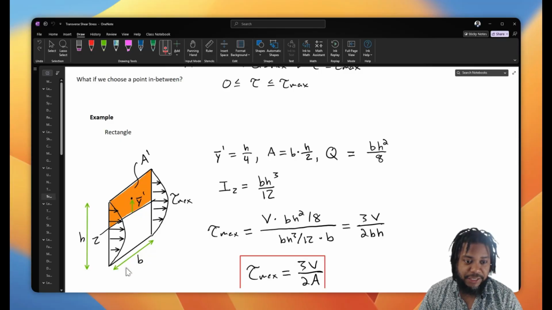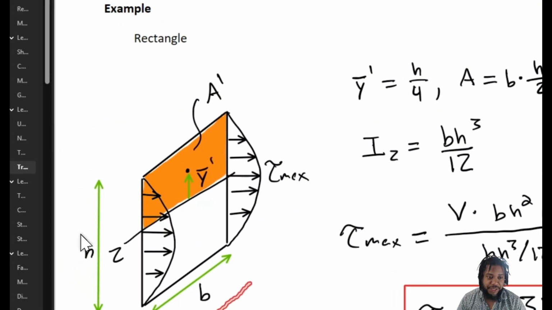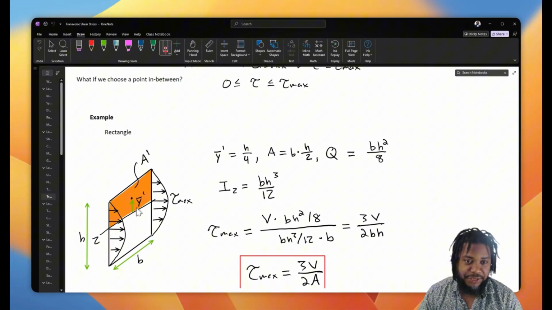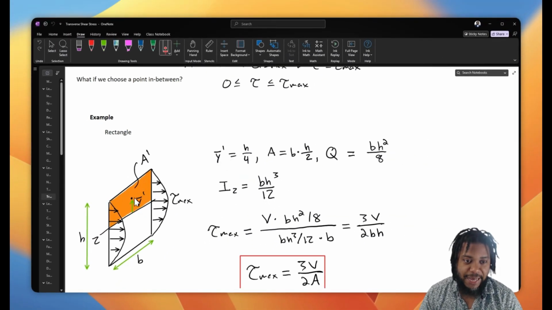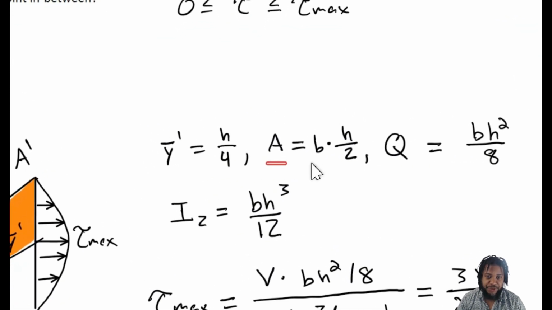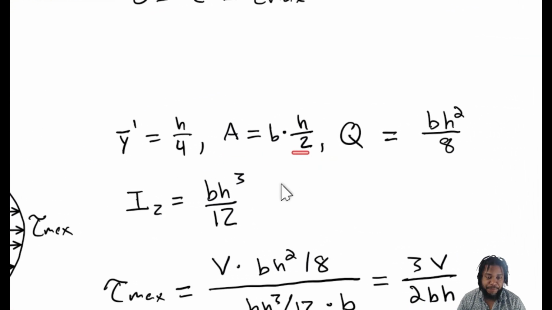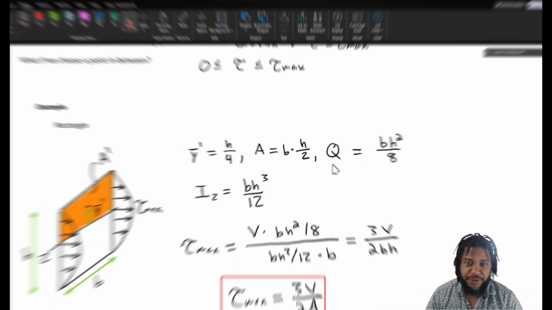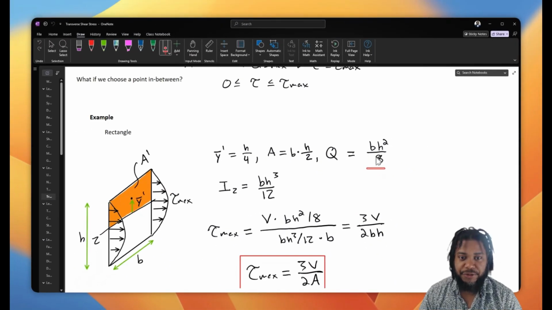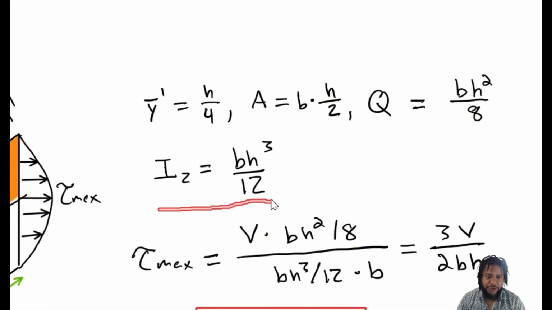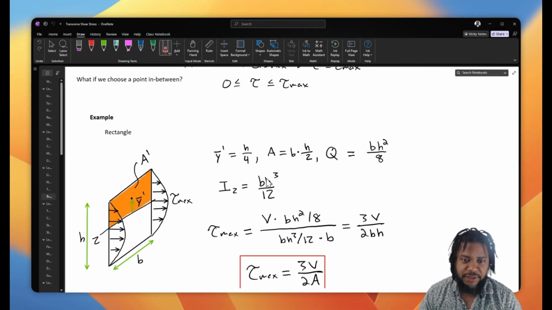Let's assume the rectangle has a cross section of a width B and a height H. Based on that, we can find its centroid should be 1/4 of the height, and its area should be its thickness times half of the height. If we put those two together, we find the geometric term is equal to thickness times the height squared divided by 8. We also can use our appendix to find that the second moment of inertia for a rectangle is the thickness times the height cubed divided by 12.